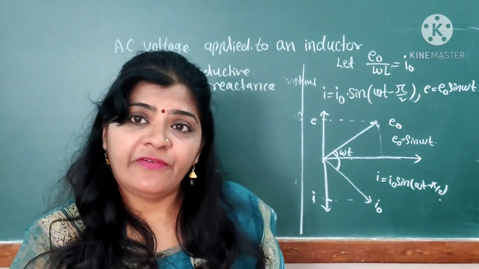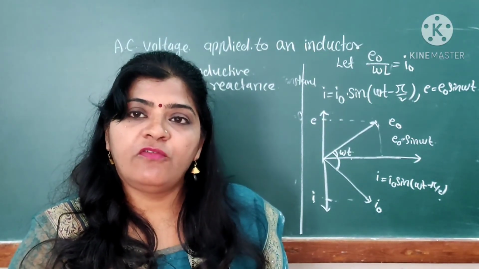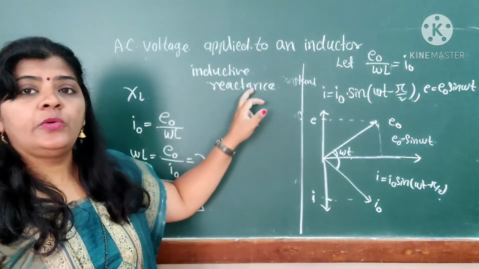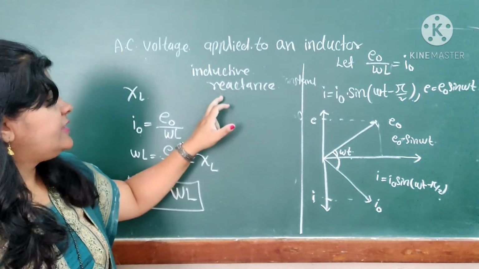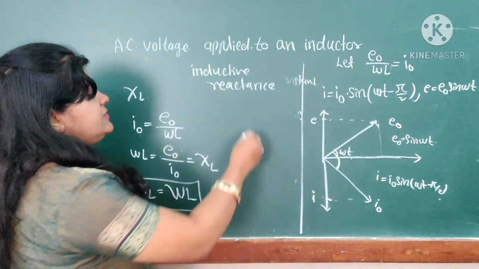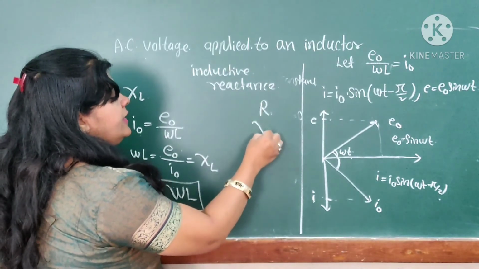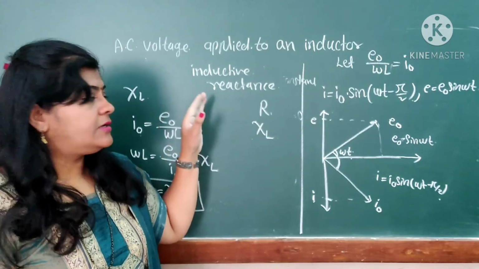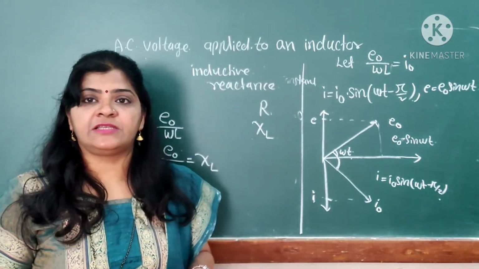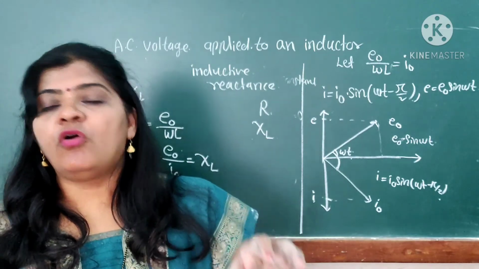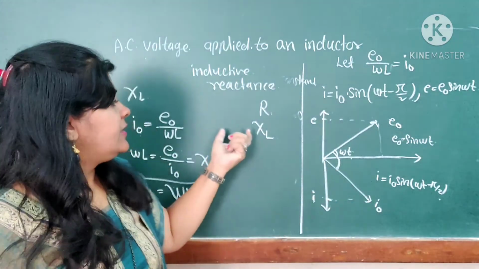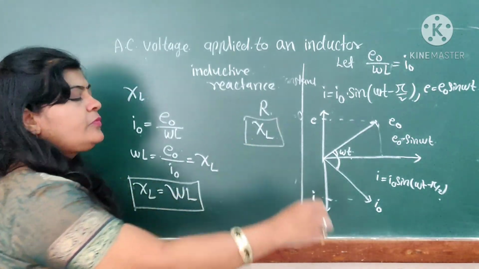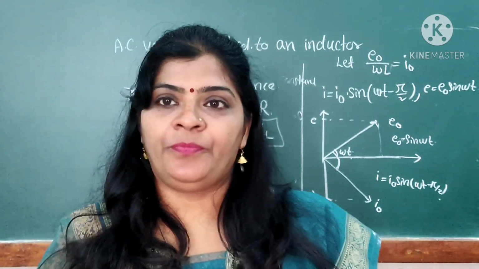Inductive reactance is defined as the opposition to the flow of alternating current by the inductor. It is different from resistance. Resistance is denoted by R, and XL represents the inductive reactance, which is again one kind of resistance that opposes the flow of AC by the inductor. It is denoted by XL, and it has the same unit, that is ohm.